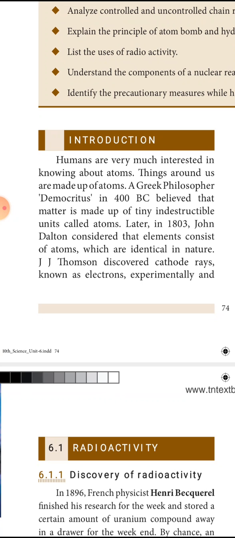A Greek philosopher Democritus in 400 BC believed that matter is made up of tiny indestructible units called atoms. Later on, the subatomic particles were discovered. In 1803, John Dalton said atoms are identical in nature. Thomson discovered cathode rays. Rays means the smallest particles that move very fast in a line, which have a negative charge. So cathode rays consist of electrons.